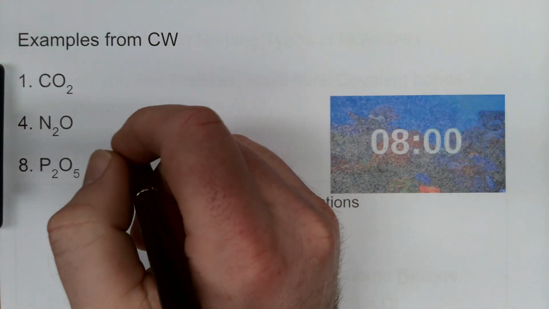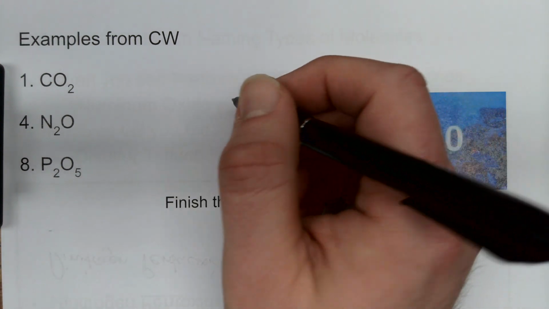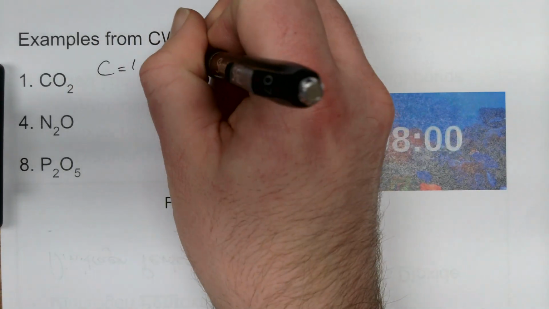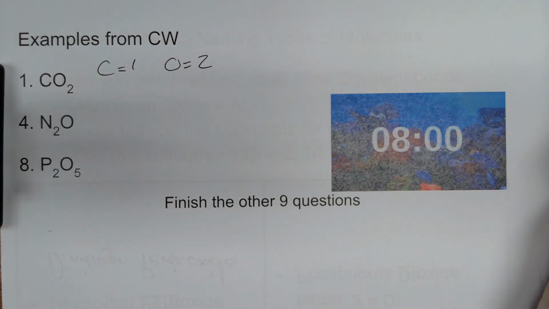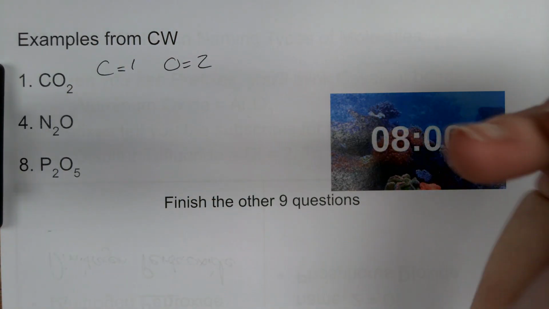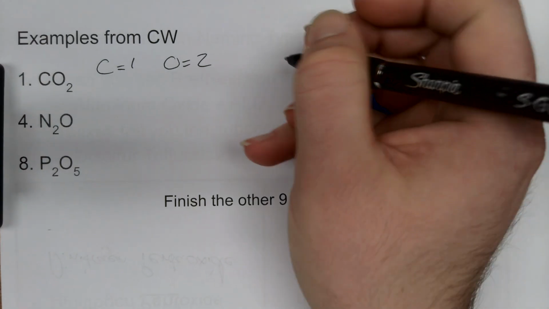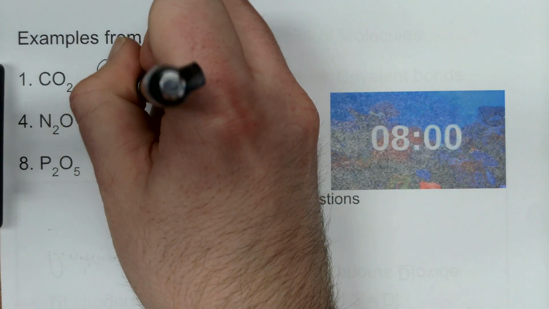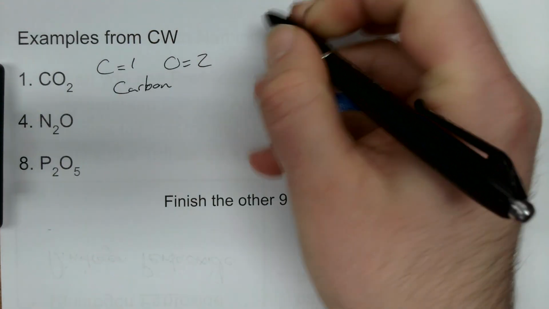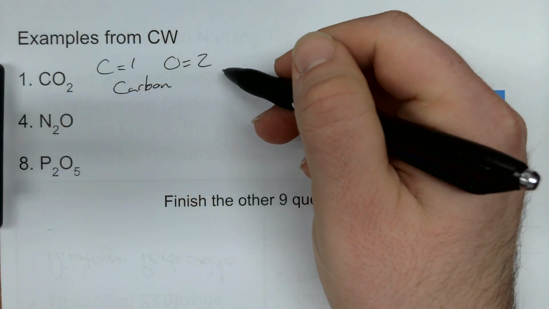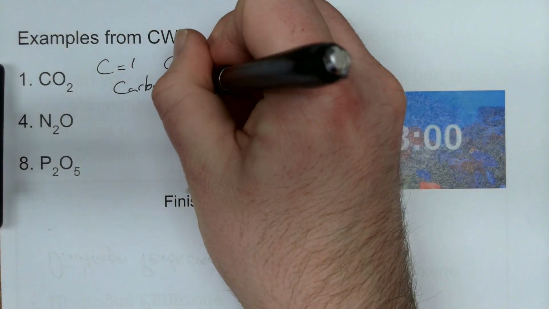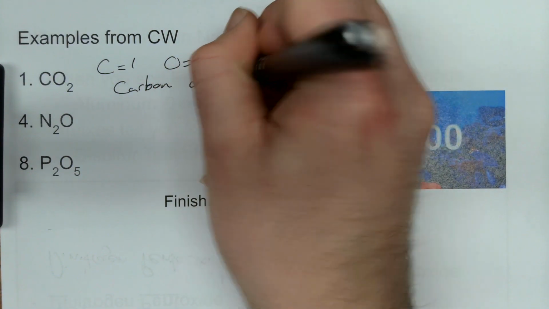So the first one I'm going to do, I have 1 carbon, I have 2 oxygen. Now remember, if I only have 1 on my first one, I don't write the mono, so I write carbon. Which prefix am I going to use for 2? Mono, di, tri, tetra? Di. Oxide.